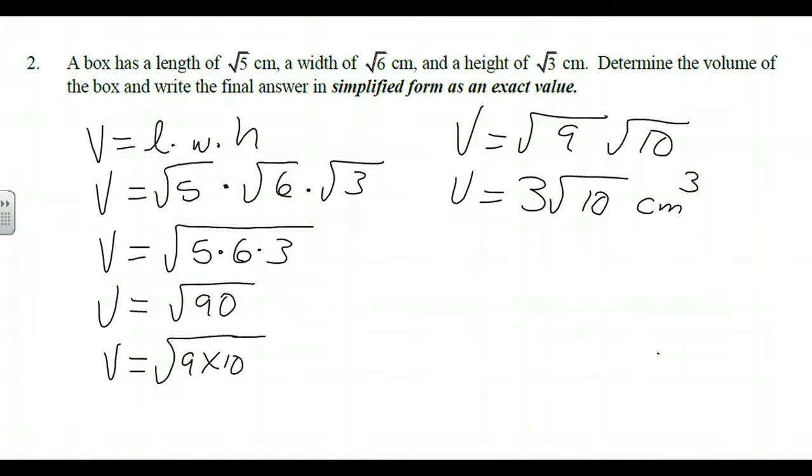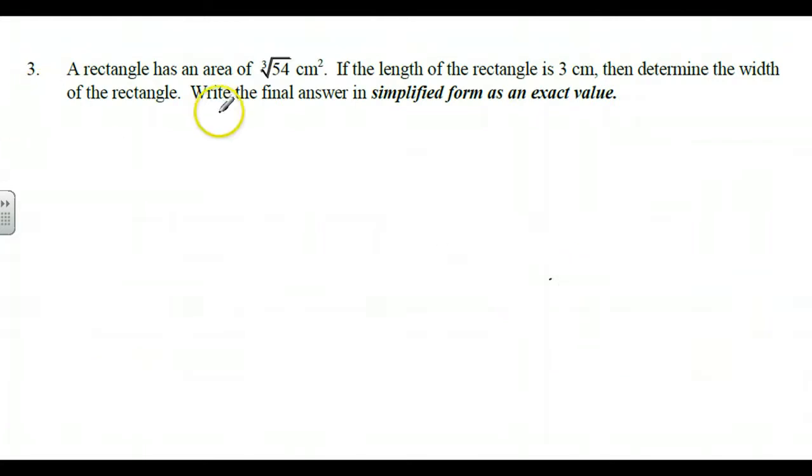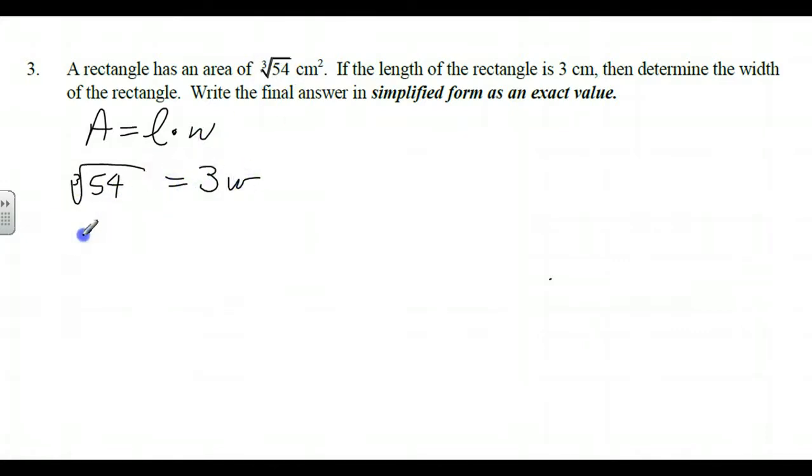Two more longish lessons in radicals, but there's a lot to do. Rectangle has an area of the cube root of 54 centimeters squared. It's an area. If the length is 3, then determine the width. Okay, area of a rectangle is length times width. The area is the cube root, index of 54. No units, because we're working now. And that's 3 times W. So W is the cube root of 54 divided by 3.